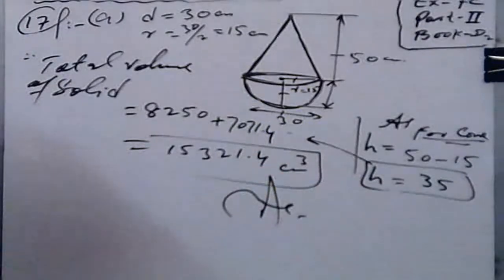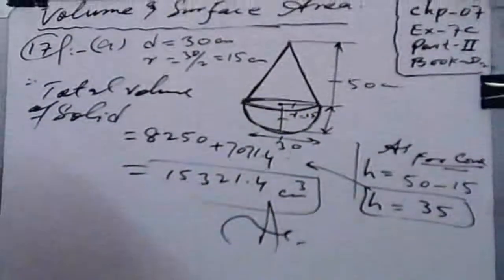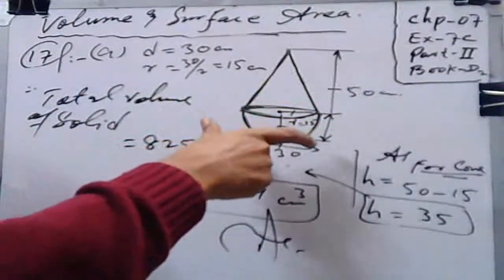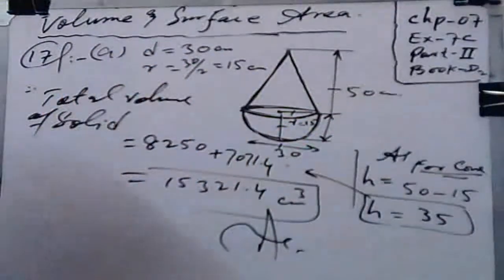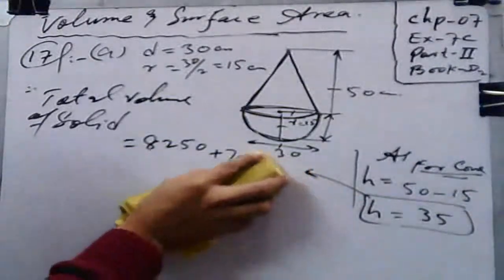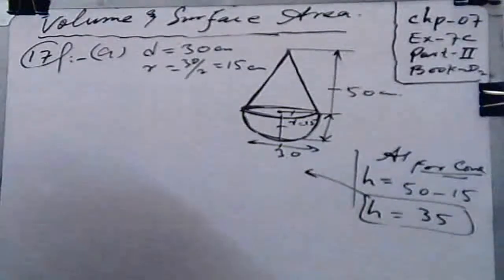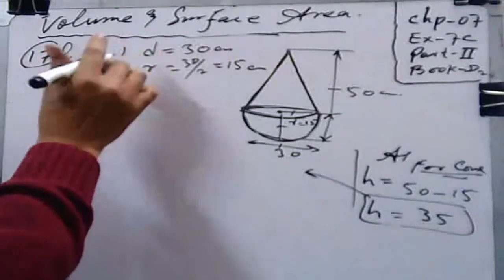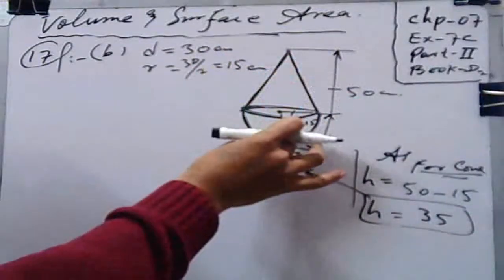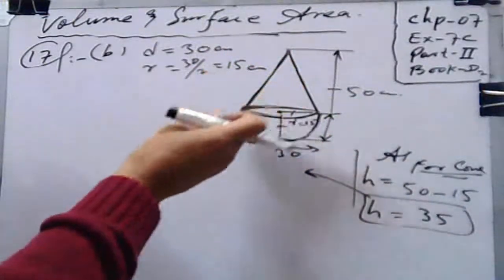So that was the A part. Now coming to the B part, in B part we have been asked that we have to find the surface area by the same methodology. Surface area of cone plus surface area of hemisphere, you should add it and you will get the total surface area of the given solid or given figure or full figure.